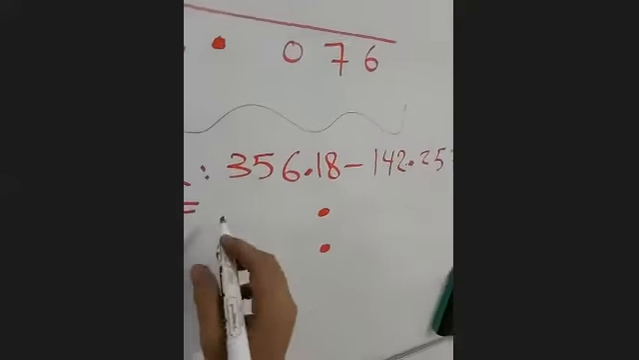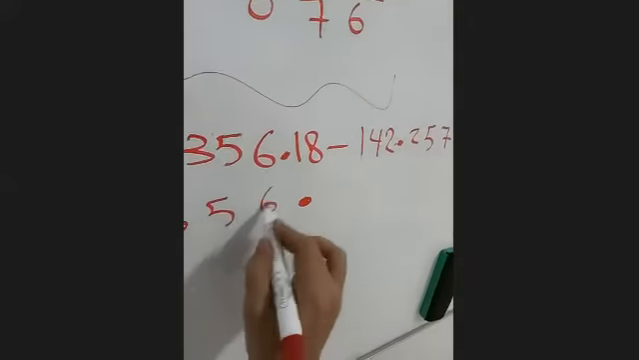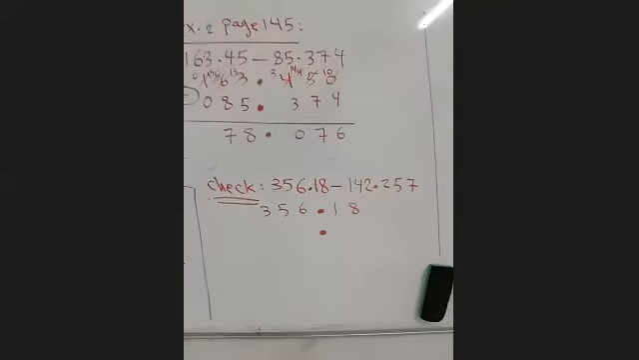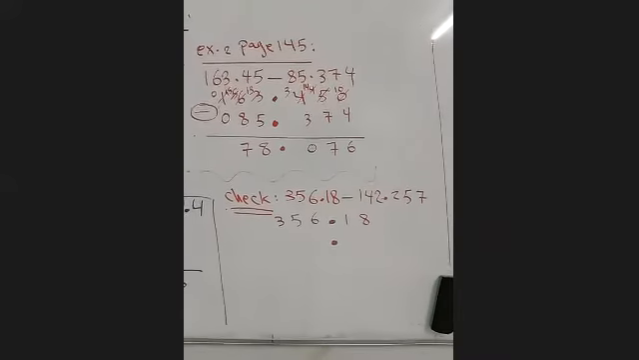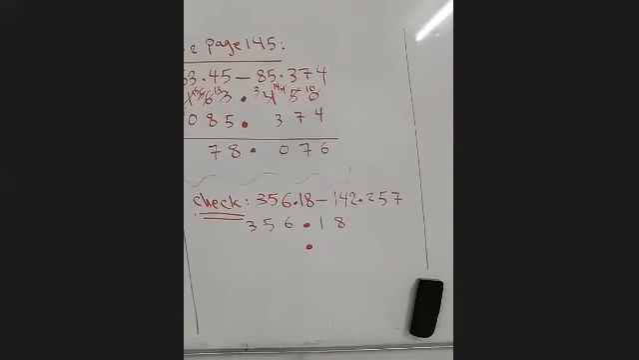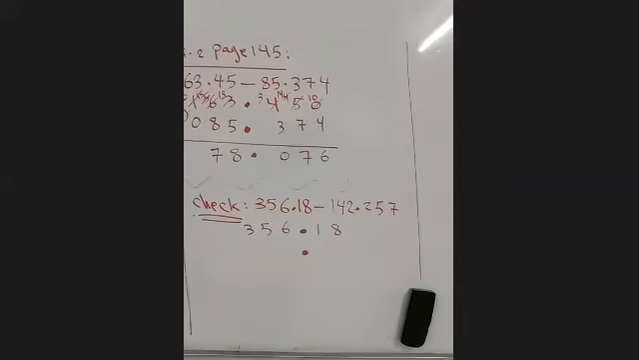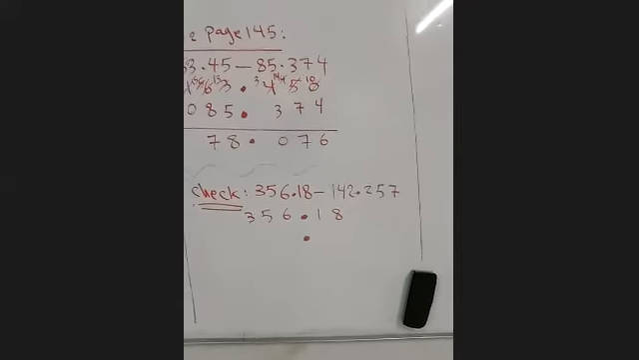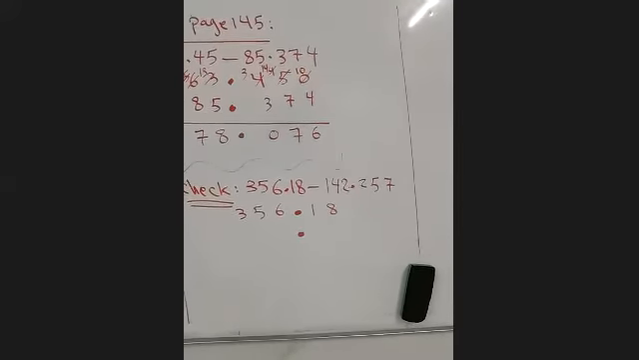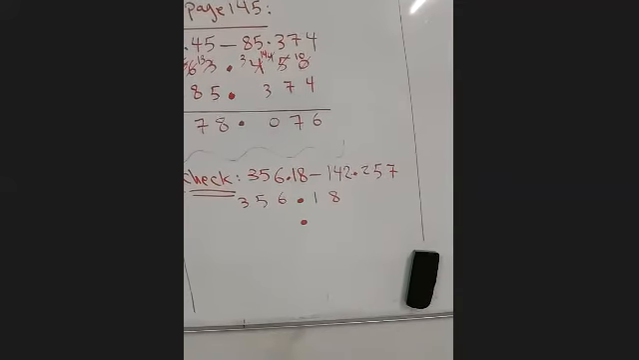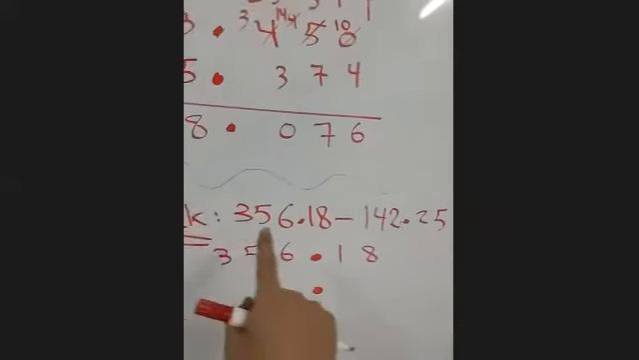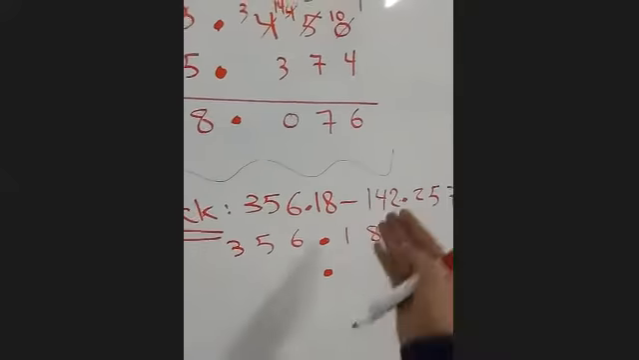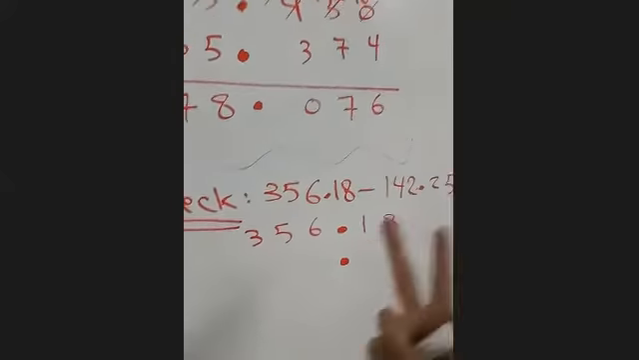Good, Sarhan. So here we have 3, 5, 6, and here we have 1, 8. It's easy. Just follow my orders. Do not do what you think. What you think is wrong. What I say, you do it. Orders, commands, whatever. Now here we have 356.18. The second number, I align it under each digit correctly.